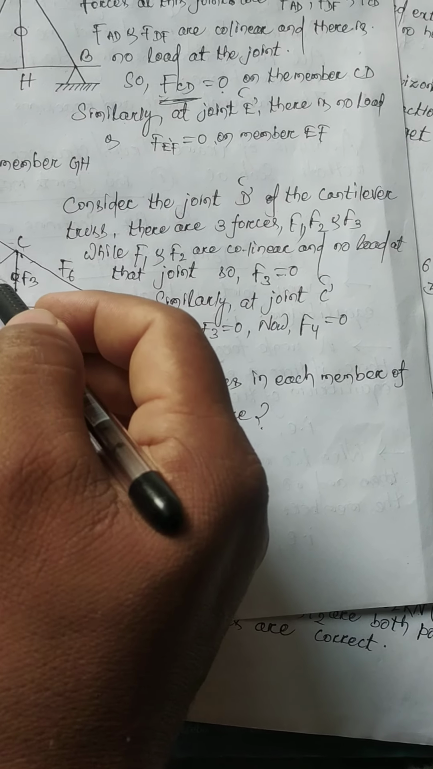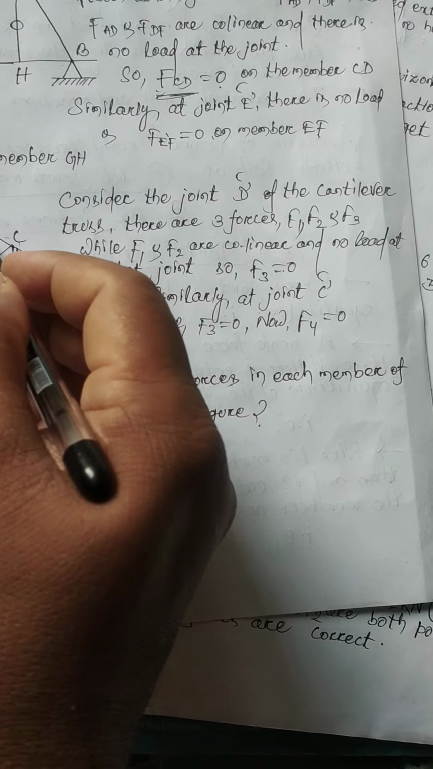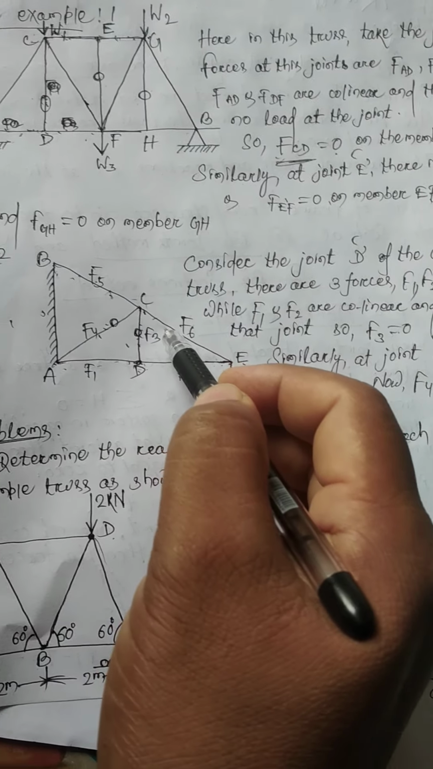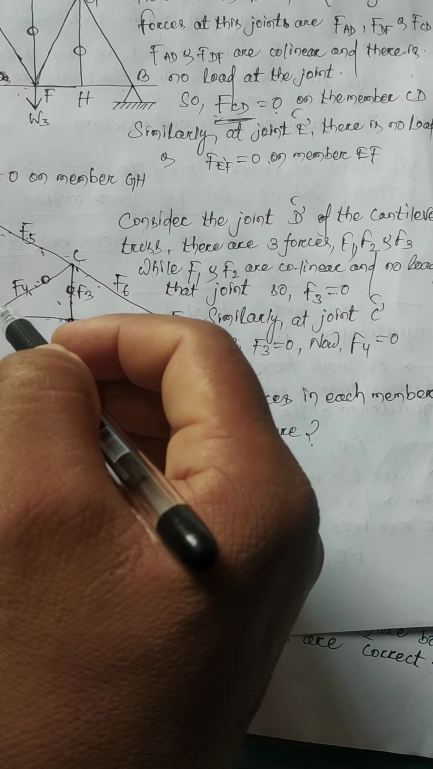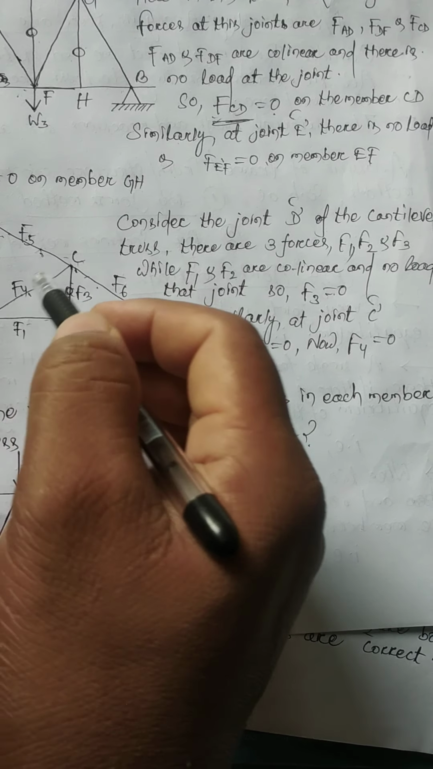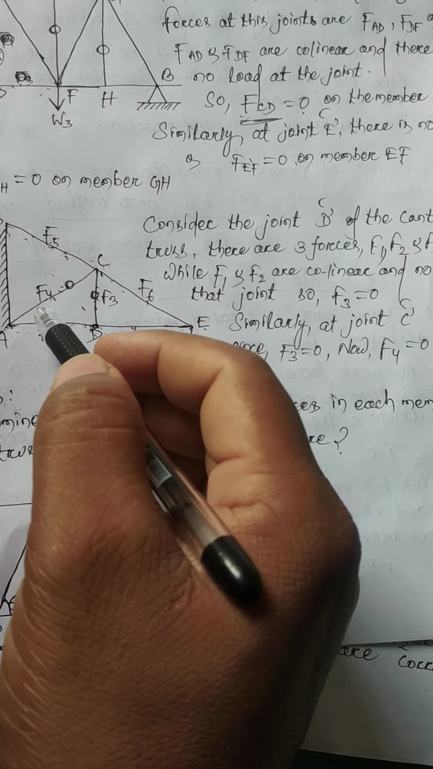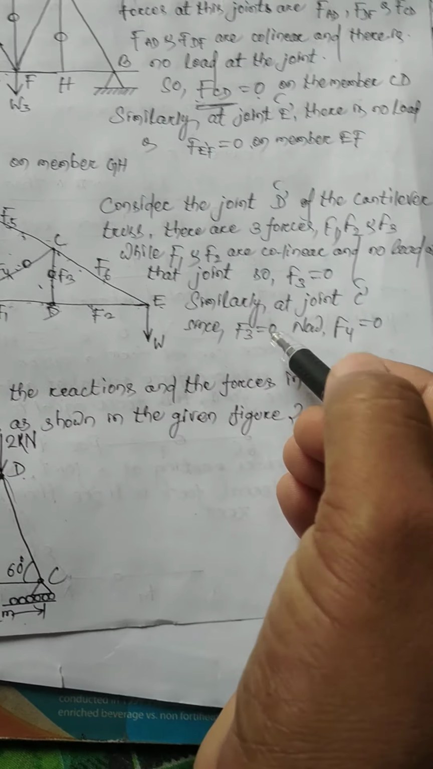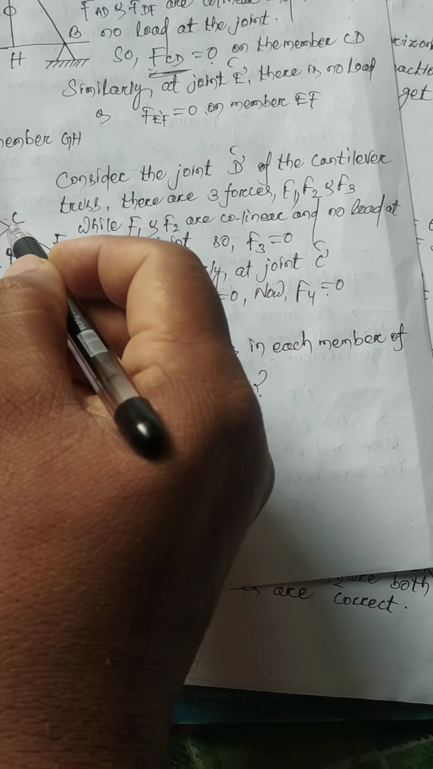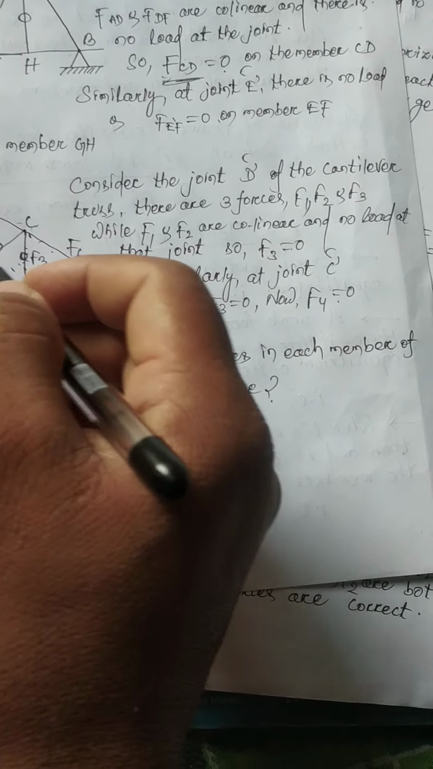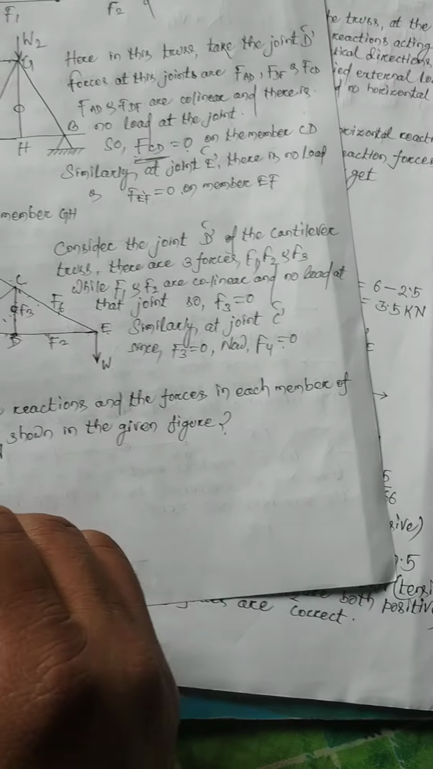Now there are only three members. Okay, the force on the member CB is F5, the force on the member CE is F6, and the force on the member SE is F4. Now these F5 and F6 are collinear. So what will happen? Now the force F4 should be 0. So see, at the joint C, F3 and F4 are 0. Okay, so later part we will discuss one problem.